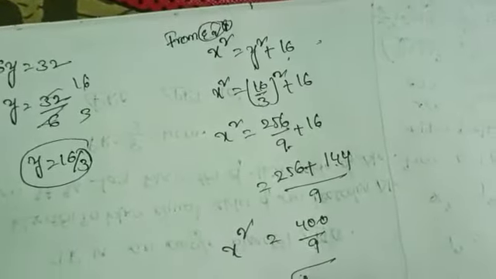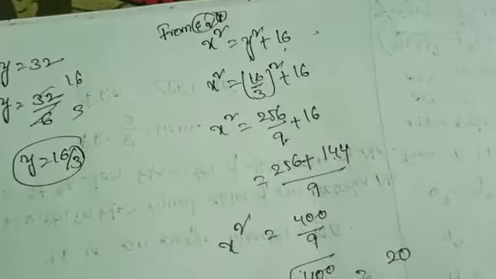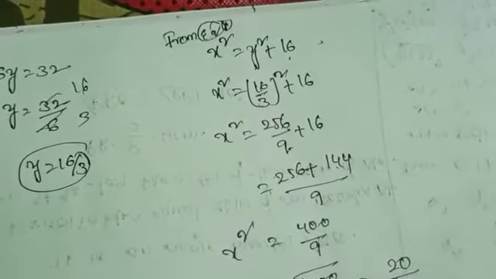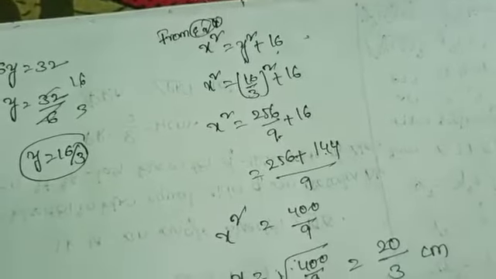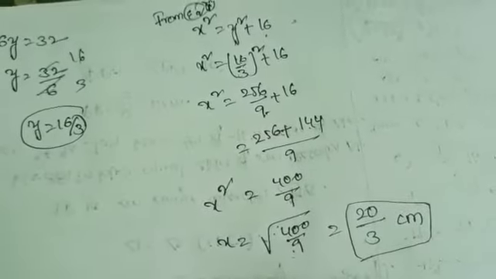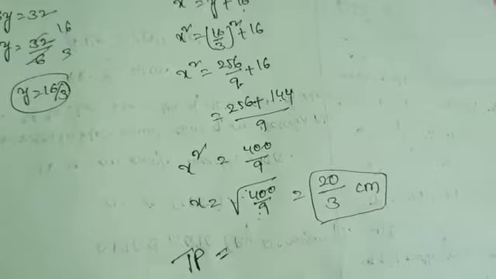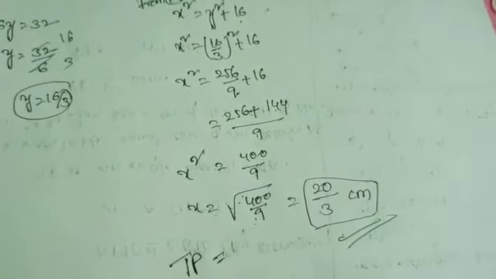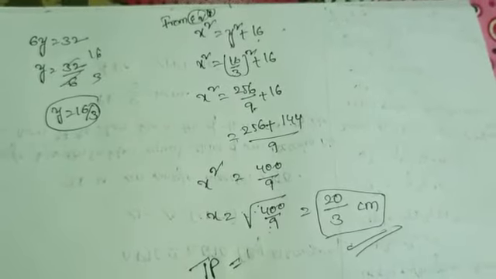X equal to root over 400 by 9. Root of 400 is 20, root of 9 is 3. Therefore X equal to 20 by 3 centimeters. X is nothing but the TP length. Therefore the TP length equal to 20 by 3 centimeters. This is a very important problem.